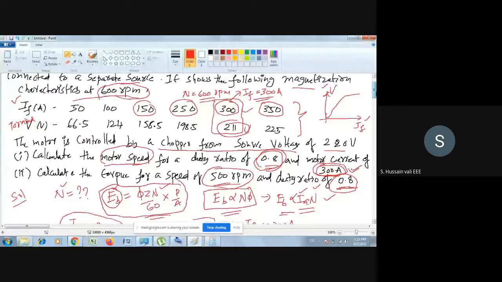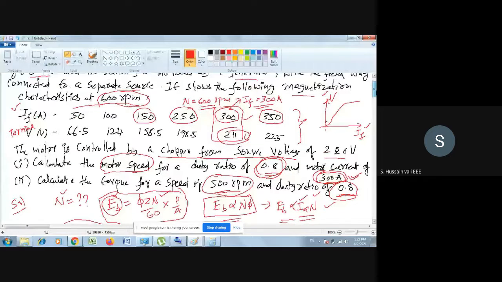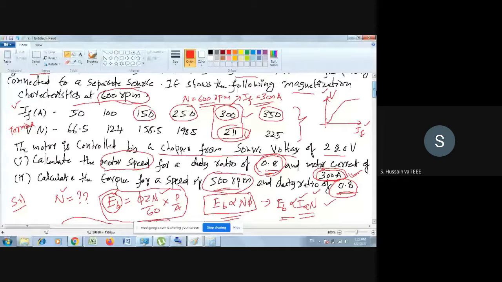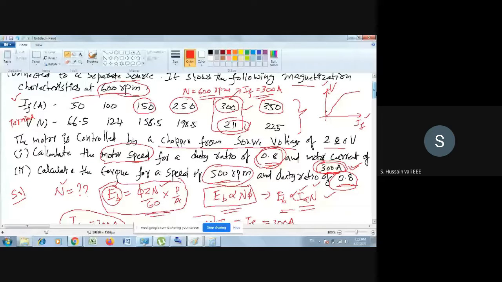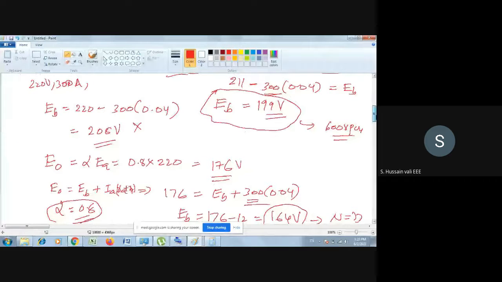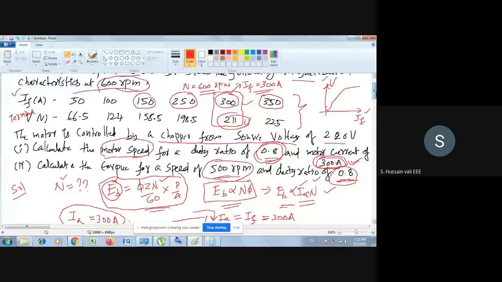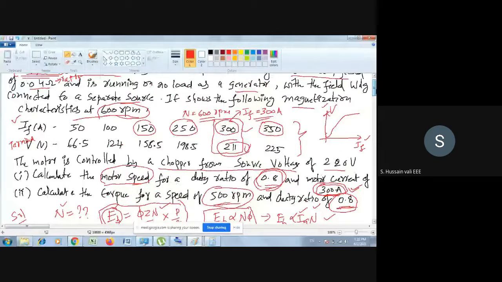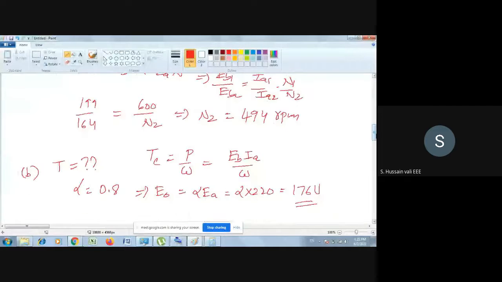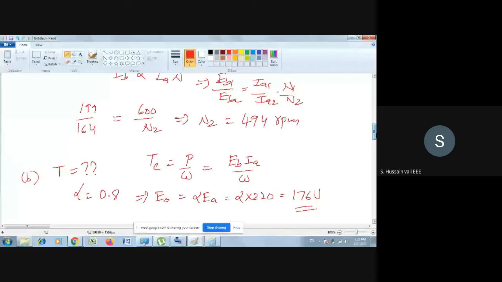Then in that case we have to find out the current also, because the back EMF depends on the current and also on the speed. So the speed is given as 500 rpm. Then the duty ratio is 0.8. So when we have the duty ratio, then directly we can say what is the voltage here: 176 volts. So E naught we got directly. There is no doubt in that.